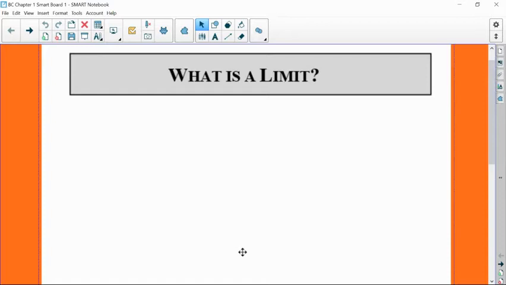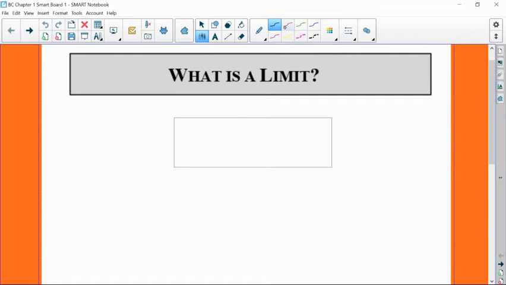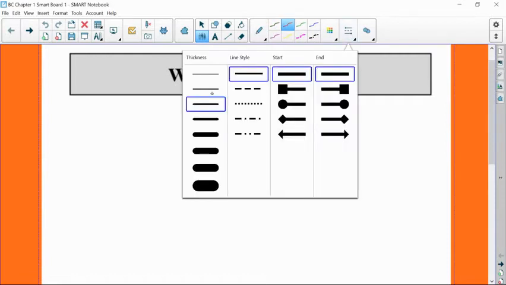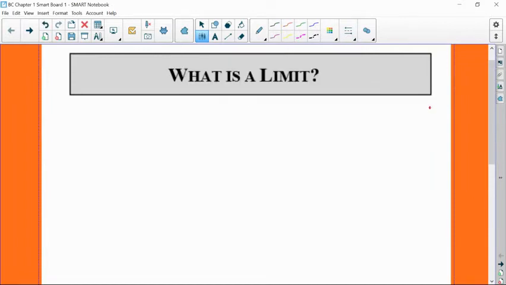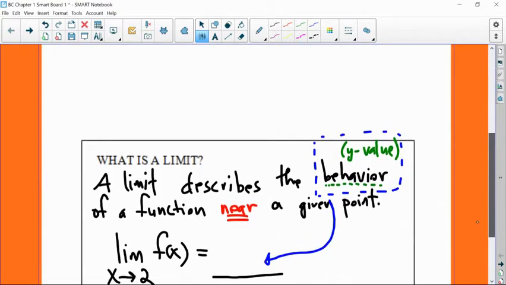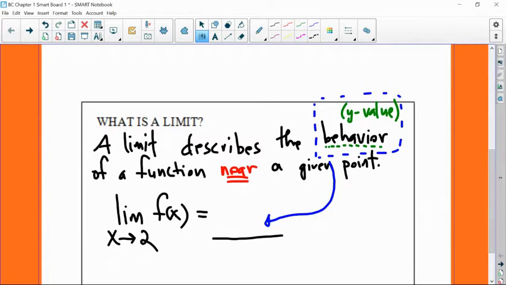Okay, so what is a limit, right? A limit simply describes, I think I wrote it down here already, a limit describes the behavior of a function near a given point. I don't know how long I've had this quote up here, and in fact, if you had me for honors pre-calc, you probably saw the screen. I just think it's very simple, but it explains exactly what a limit is.